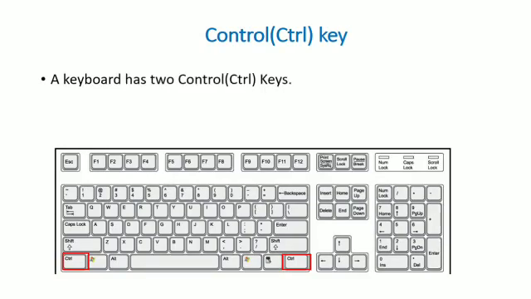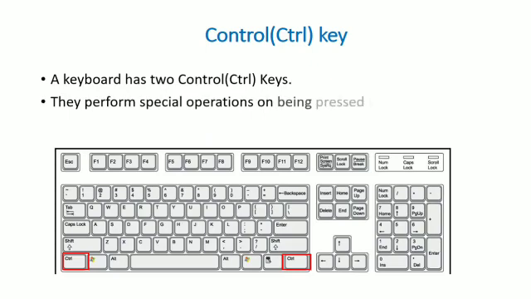Now let's learn about control key. CTRL, control key. A keyboard has two control keys. Here you can see there are two control keys, one on left side and one on right side. They perform special operations on being pressed with other keys. They are used for special operations.